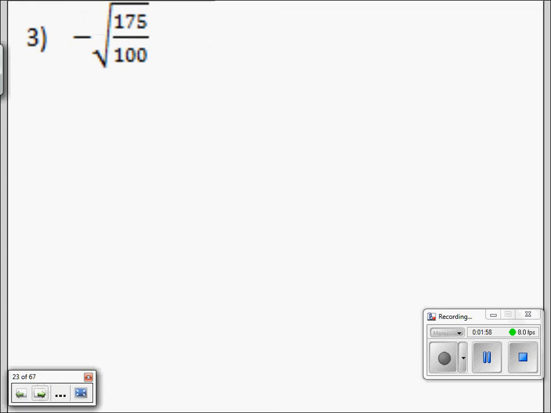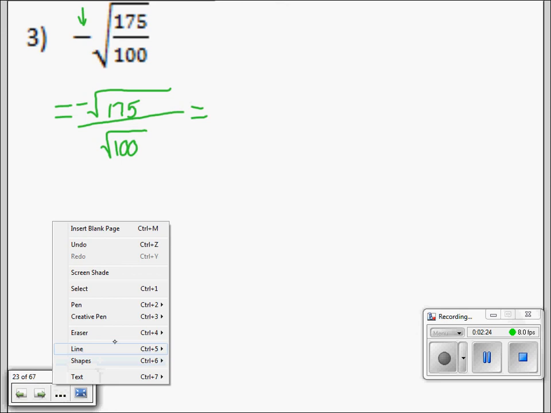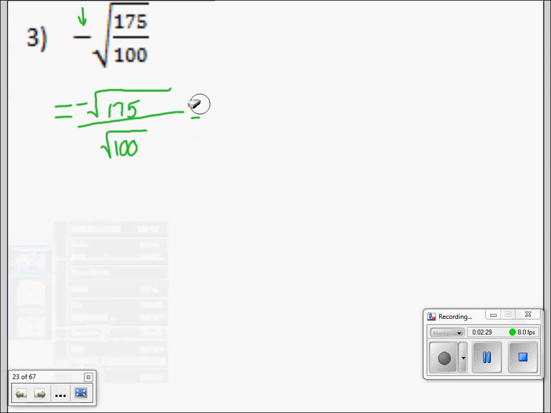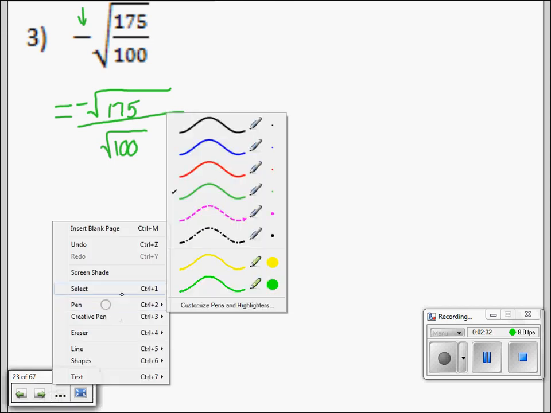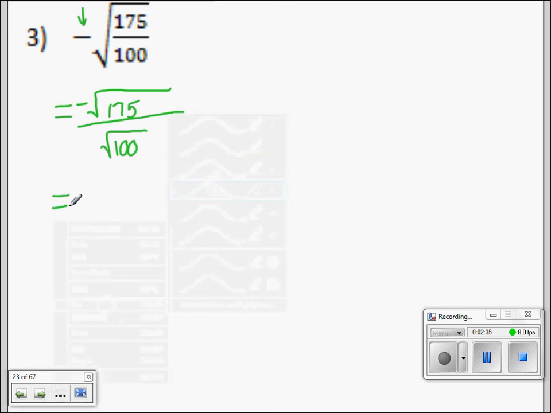Looking at number 3, the negative square root of 175 over 100. Notice the 100 is on the outside of the radical, so that means everything is okay. So let's first break this into, leaving our minus sign, the square root of 175 over the square root of 100. Now we can simplify the top.